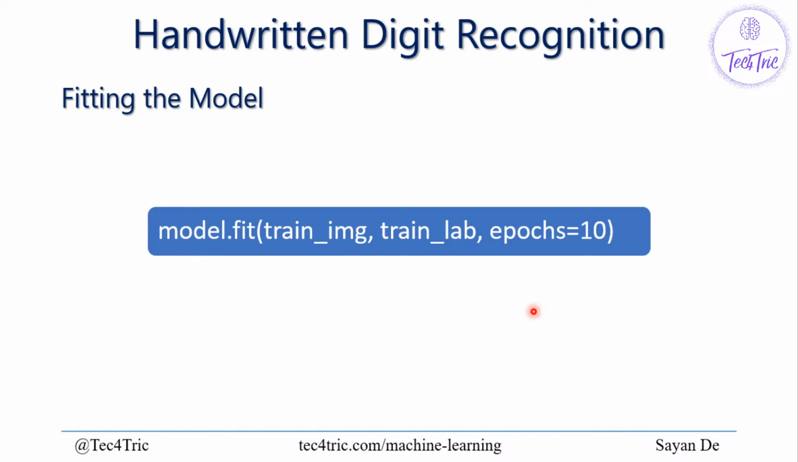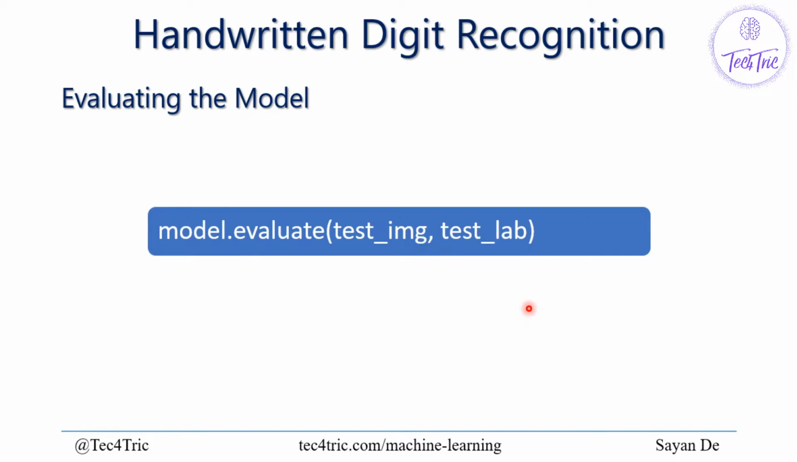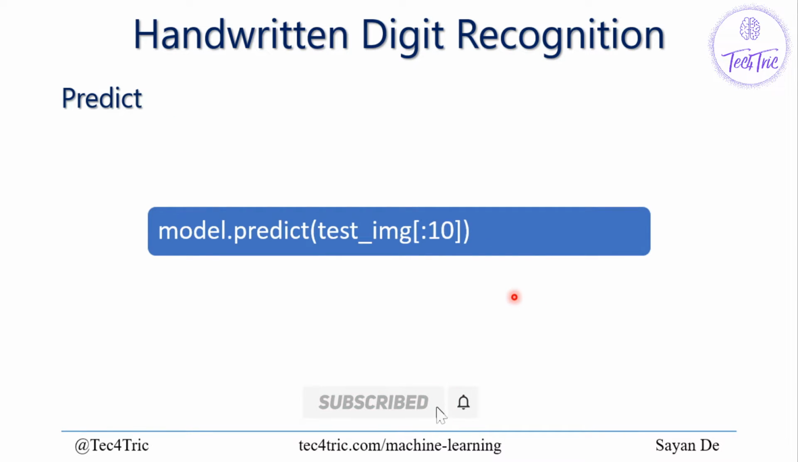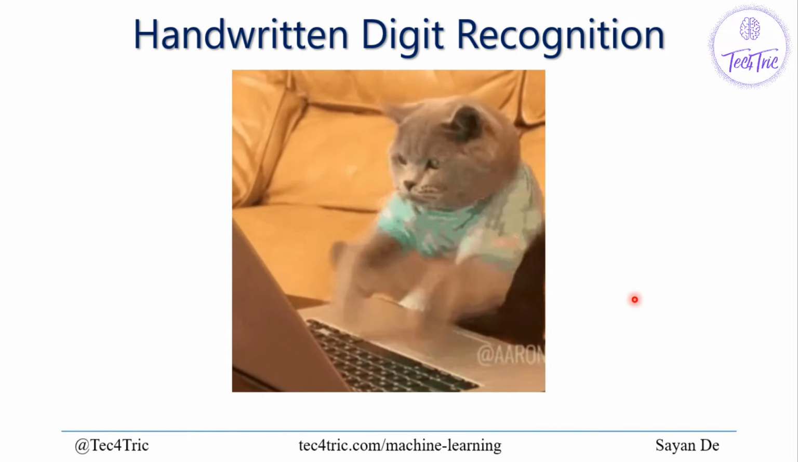with 10 number of epochs. This line will evaluate the model on test images and test levels, and it will tell us how well the model has performed in the test data. Let's predict for the first 10 images from the test image datasets, and I got this output: 7210414959.